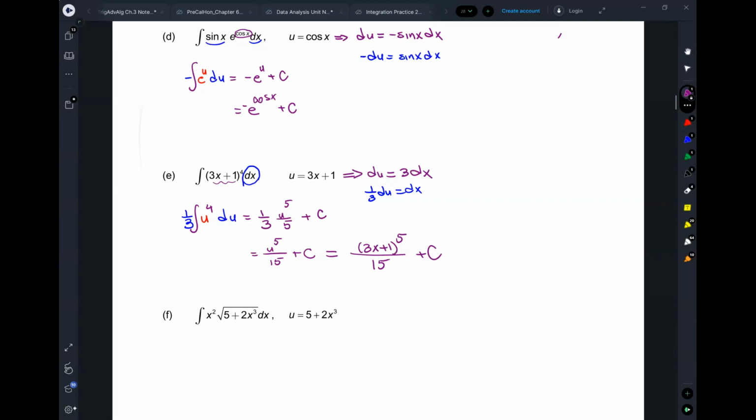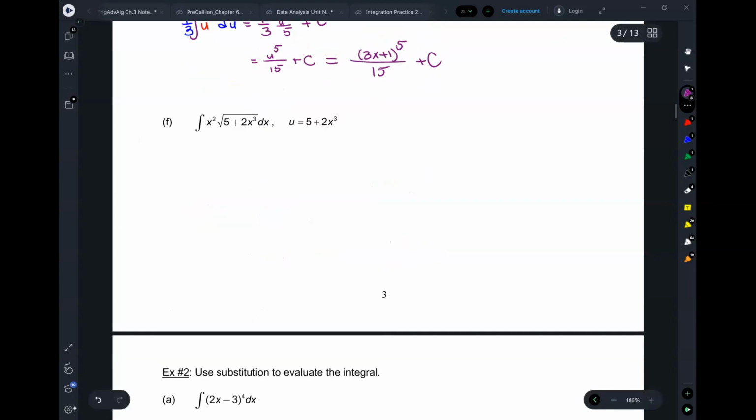Okay. Next one. Take a look. I have x squared. Then I have this more complex function of a square root and something inside. In that case, how do you pick the u? Go to the complex part and then go inside. So 5 plus 2x cubed. Go to the complex part and then go inside the function. So not the root, just the inside. That's the u.